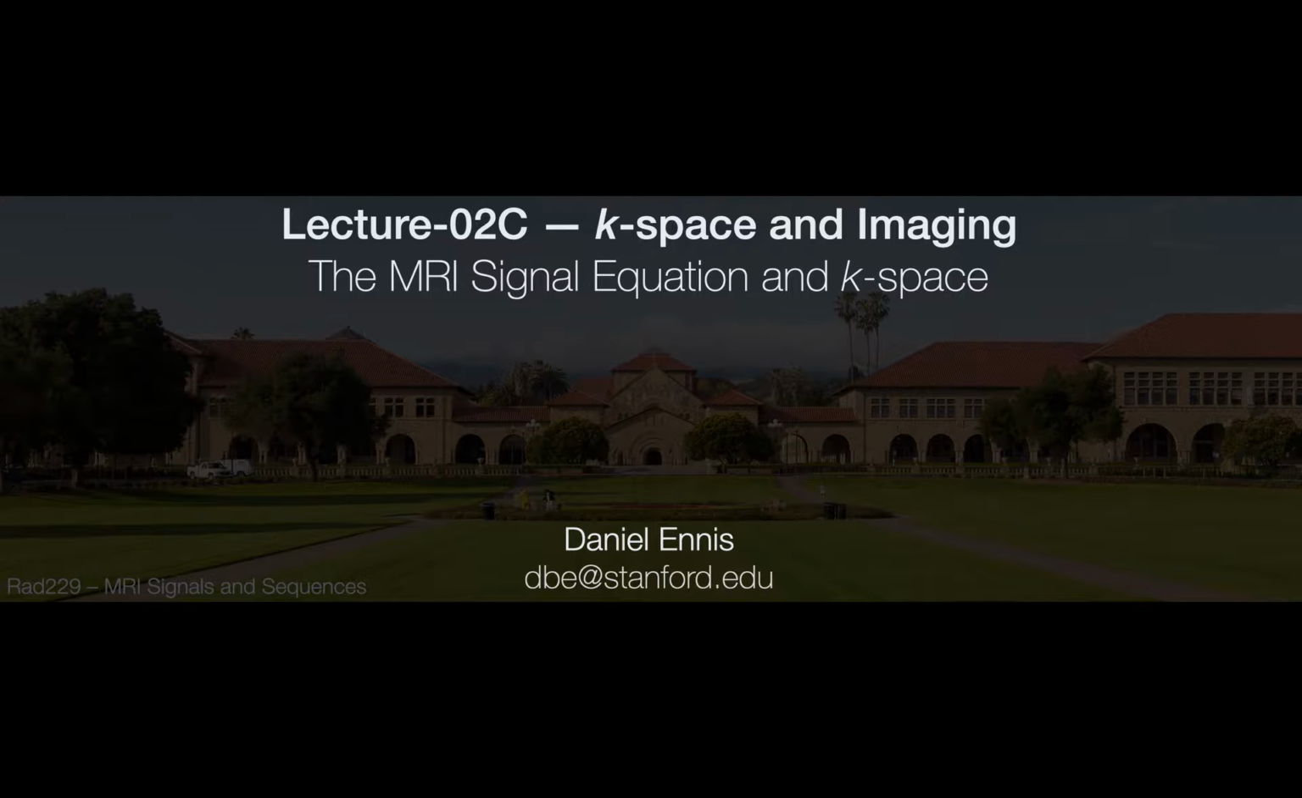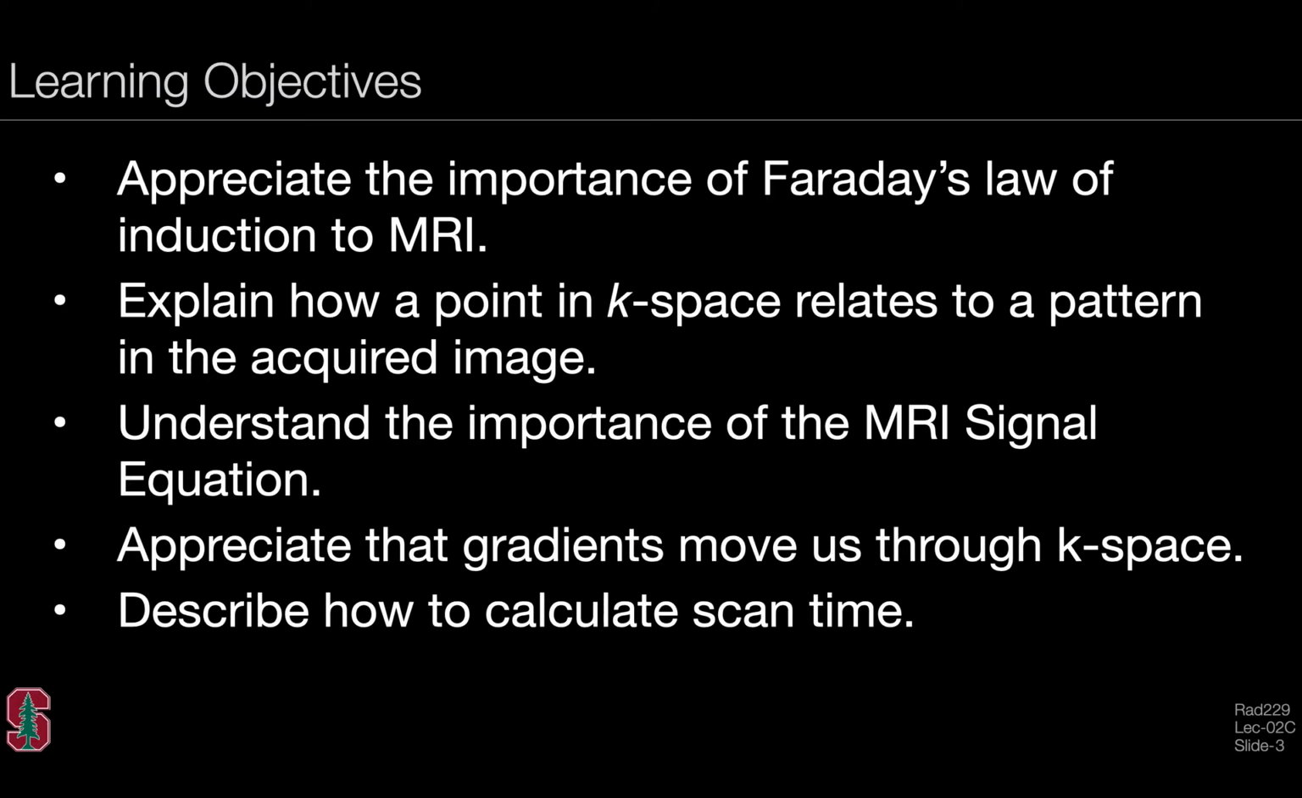The second lecture, K-Space and Imaging, is broken down into 4 parts, and Lecture-02C covers the MRI Signal Equation and K-Space. The learning objectives for this lecture include being able to appreciate the importance of Faraday's law of induction to MRI, explain how a point in K-space relates to a pattern in the acquired image, understand the importance of the MRI signal equation, appreciate that gradients move us through K-space, and describe how to calculate scan time.